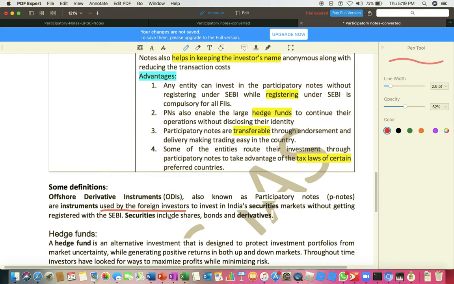I repeat, this is a financial instrument which is used by foreign investors, means a foreigner who would like to invest in an Indian company or the stock market. If in case he wants to invest in an Indian company in the Indian stock market, he or she or any organization is supposed to get registered with SEBI. If they are not registered with SEBI, a foreigner or foreign investor cannot invest in the Indian stock market.